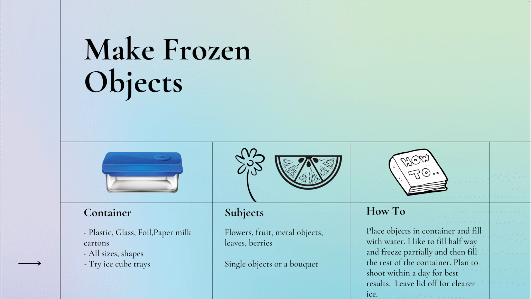I really love to use ice cube trays, and again, those half and half milk carton containers or pint-sized milk work great. Any subjects can work. So you can do a bouquet of flowers, you can do fruit, metal objects, berries, anything you want.